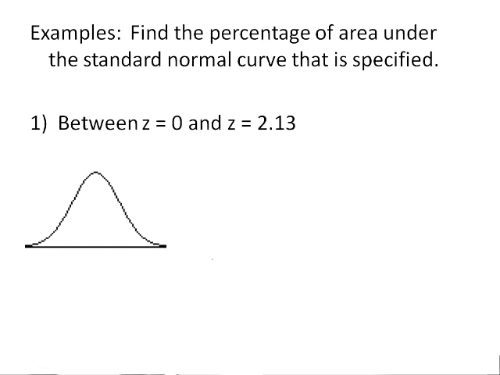Now let's do some examples. Let's find the percentage of area under the standard normal curve that is specified. We're going to shade the area on the graph and then find the areas from the table. Now we are looking at the standard normal curve, so we have a mean of 0 and a standard deviation of 1. Now we're going to position the 2.13 somewhere to the right of 0.